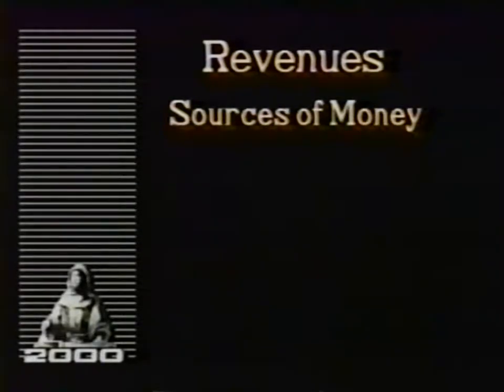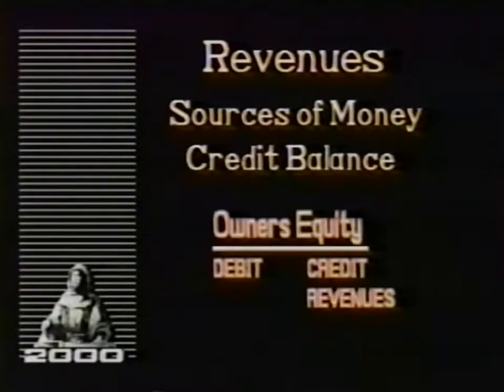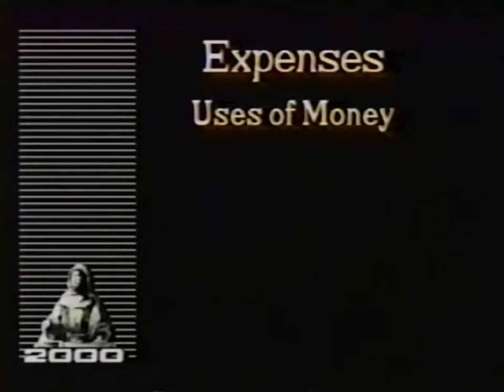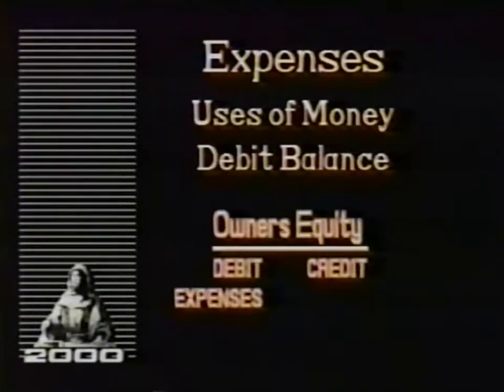With this in mind, accounting for revenues and expenses is very simple. More than any other account, revenues reflect sources of money for the business, so revenues are credit balance accounts. Since owner's equity is also a credit account, revenues add to the owner's equity. Expenses, more than any other account, reflect uses of money, so expenses are debit balance accounts. Since owner's equity is a credit account, when we debit expenses, we take away from the owner's equity.